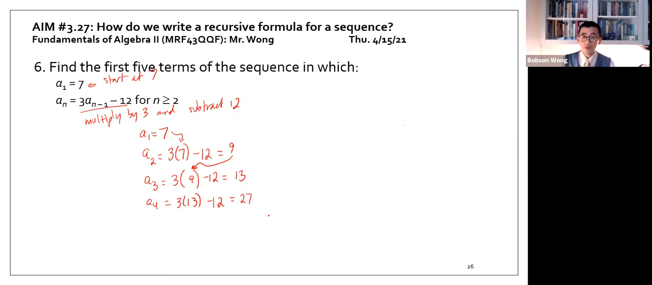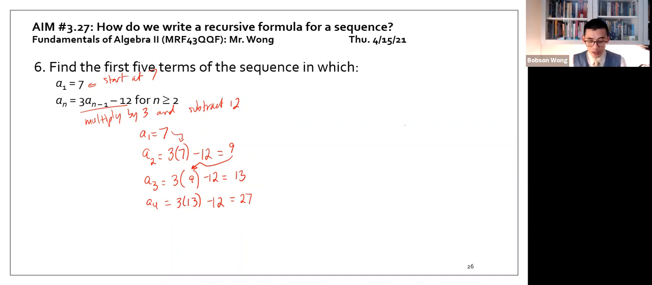I think I made a mistake. Because actually I was just looking at this and I realized 3 times 9 is 27, and 27 minus 12 is actually not 13, but 15. But now you see a problem. Once I make a mistake when I'm calculating a sequence recursively, if I carry that mistake through, every other term I get after that will be wrong.